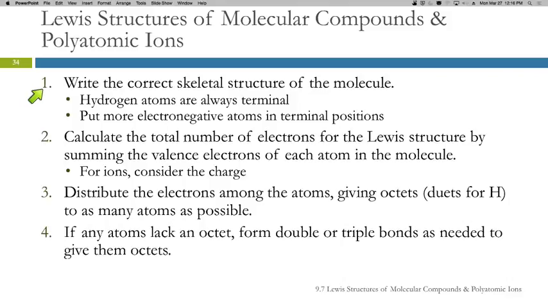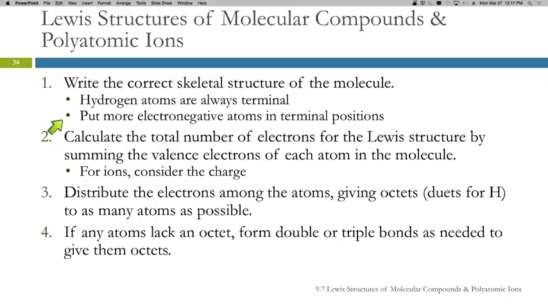So the first thing is, write the correct skeletal structure of the molecule. How are the atoms connected to each other? So guidelines there: hydrogen atoms are always terminal. A terminal means the end. So a hydrogen atom, because it only has one electron, can only form one bond. So it cannot be in the middle of a structure and bond with two other atoms. It always has to be on the end.